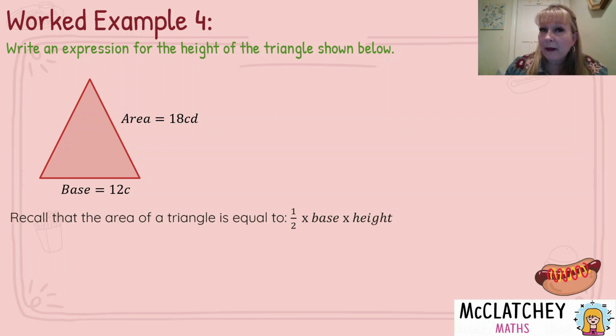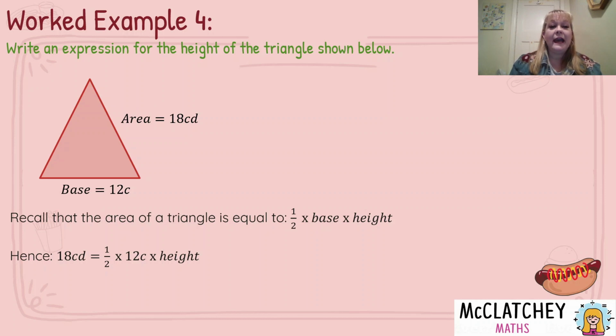And we remember from our previous video and also from previous work, that area of a triangle equals half times the base times the height. So let's take the information we've been given about the area and the base and substitute it into this formula and see if we can work out the height all by itself. So 18cd, the area, is going to be equal to half times the base of 12c times this unknown height. So now I've got 18cd equals half of 12c times height.